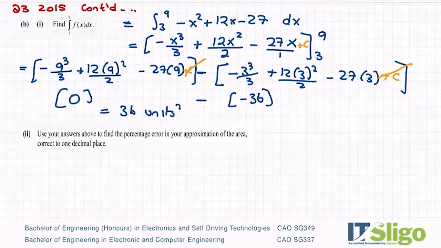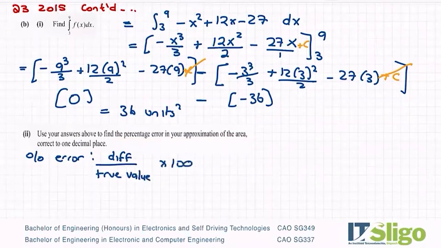Okay, which one is more accurate? Integration. Okay, because integration is the process of getting the area under the curve and it's not an approximation. So using your answers above to find the percentage error in your approximation, correct to 1 decimal place. Okay, so percentage error is difference over true value. Okay, and of course multiply by 100 to convert to a percentage. So the difference is 36 minus 35. It's 36 that I got for integration, 35 for trapezoidal rule, over the true value, which is the 36, multiplied by 100. So what's that?